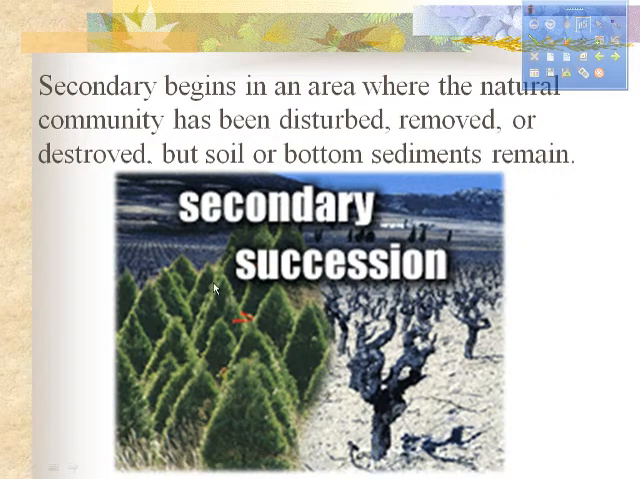Secondary succession is an area where you already had a really strong community, but it's been either disturbed or removed, destroyed, something, but you have soil and bottom sediments already. This would be like the wildfire example, where you have that soil already, you had a really strong ecosystem, that wildfire destroyed it, and now you have to start again, but you have the soil to start with.